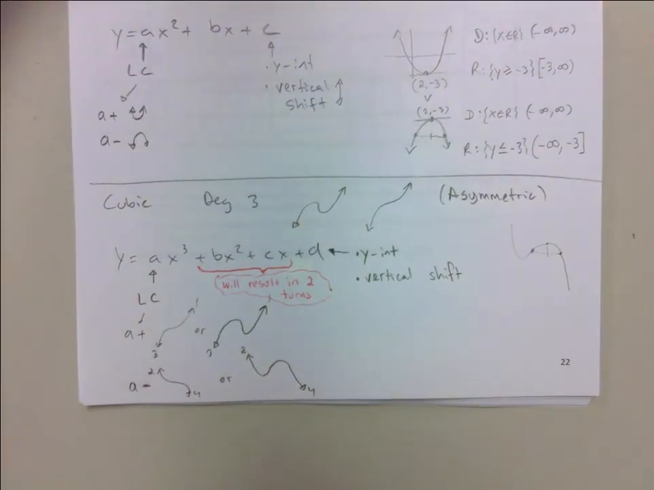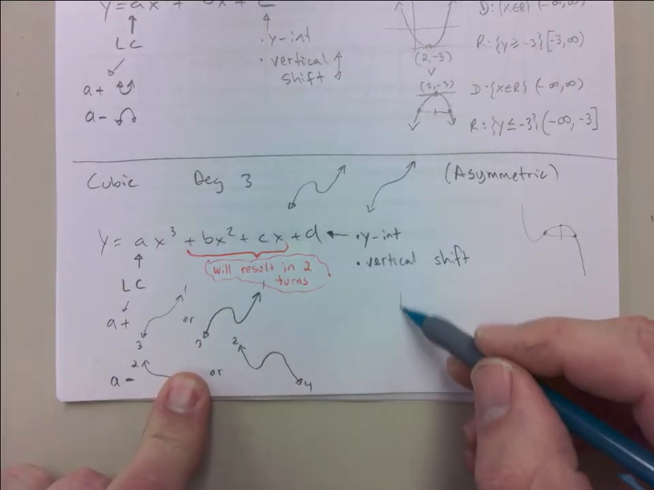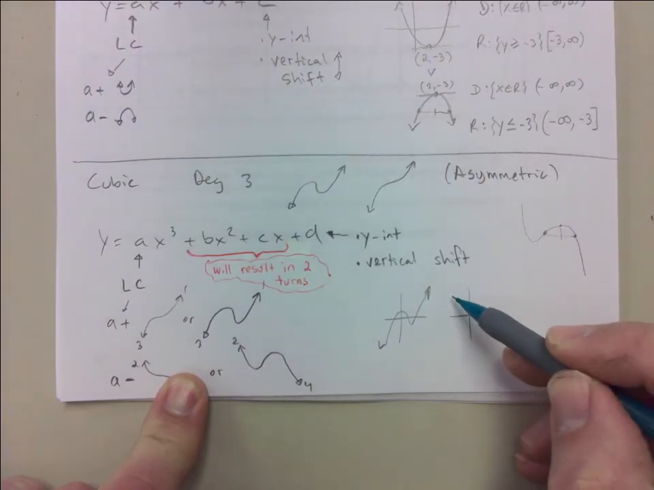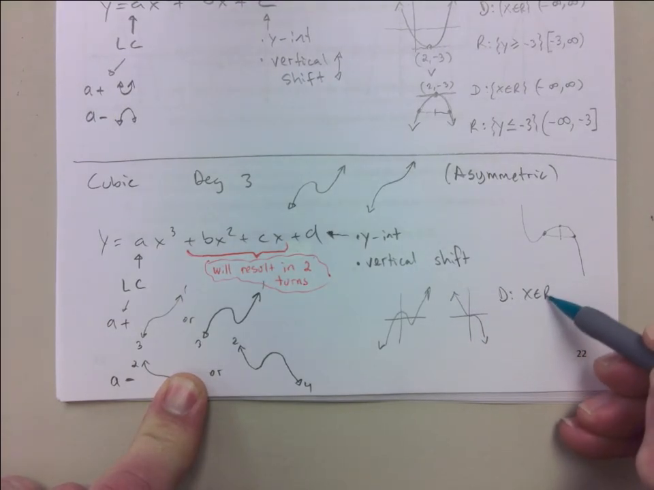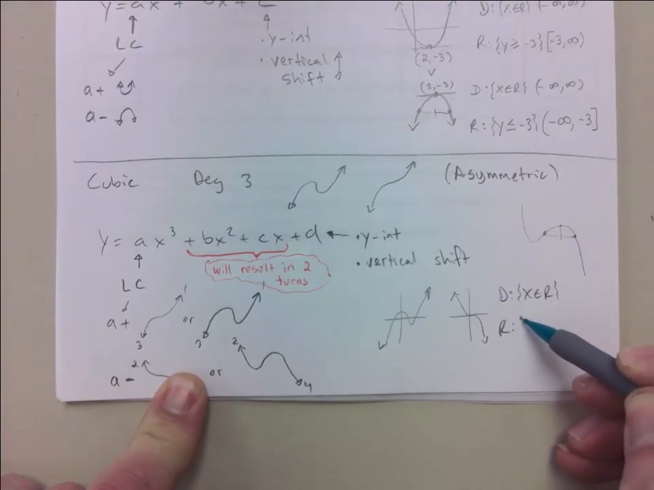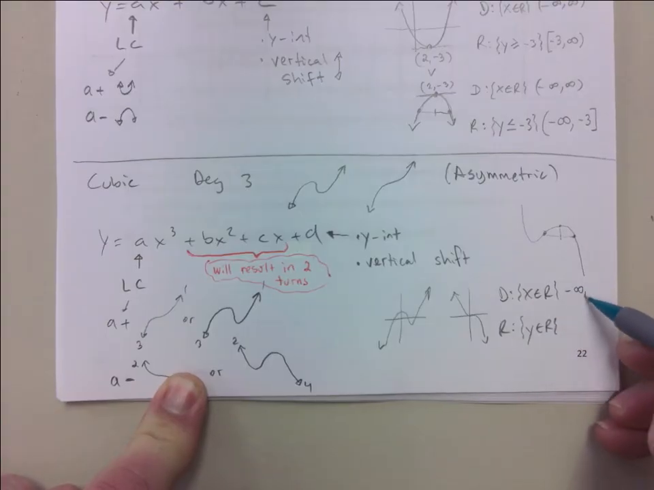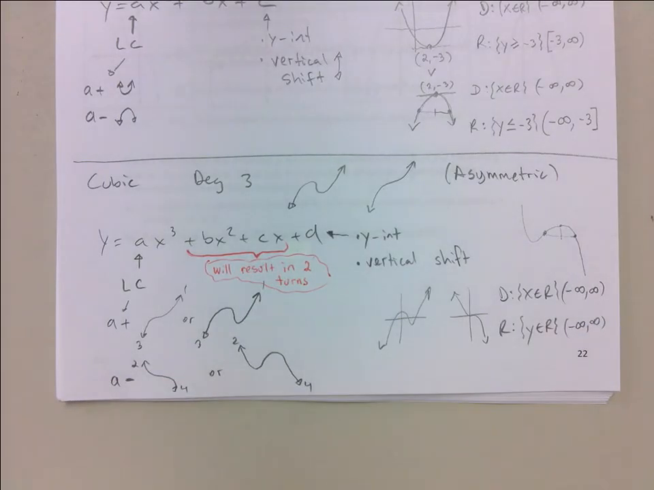Oh, domain and range. What is going to be the domain and range for this one? There's no restriction, right? It doesn't matter what it looks like, whether it's like this or like this, the domain is all real numbers, and the range is also all real numbers, which translates to negative infinity to positive infinity, negative infinity to positive infinity.